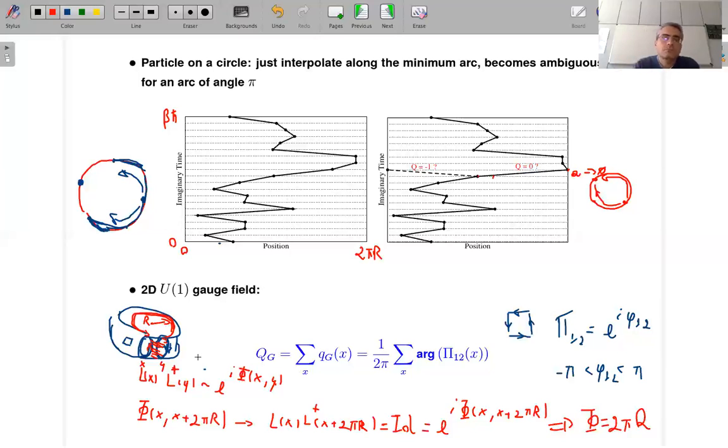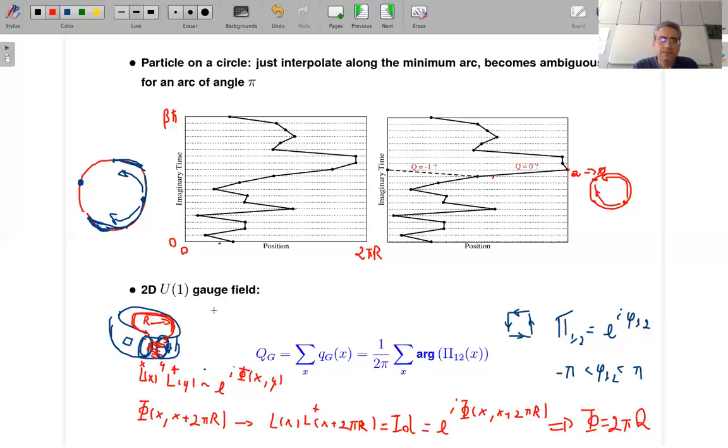So the bottom line is that the topology of the gauge field configurations can be related to the topology of the manifold where you are defining the gauge configurations, but the link can be non-trivial and can also be ambiguous.